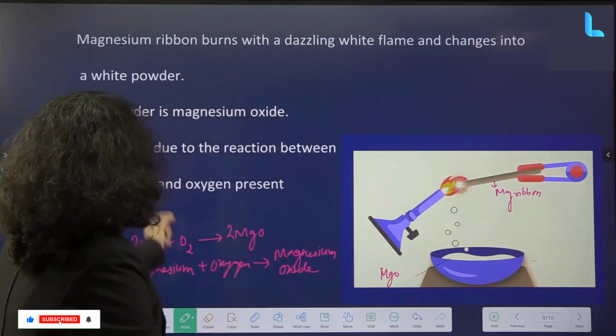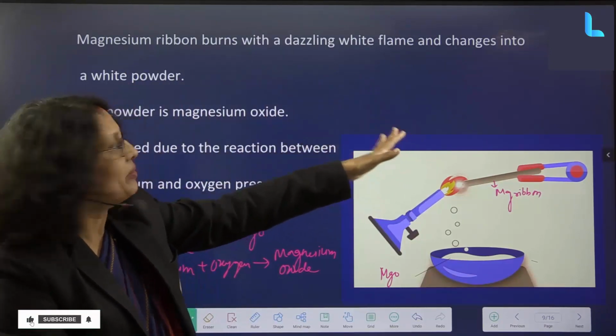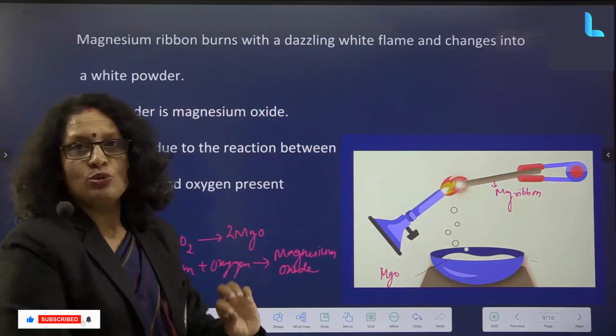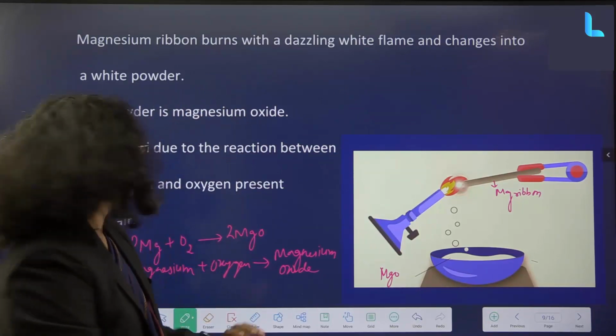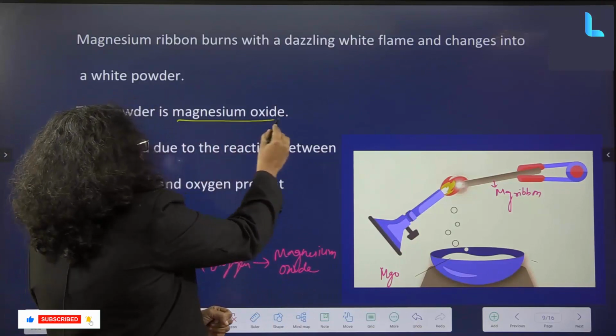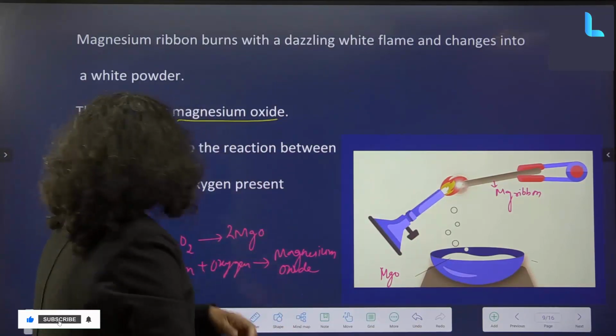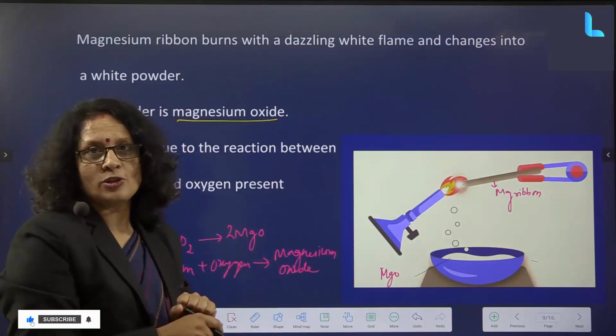How can we see this here? See, the magnesium ribbon burns with a dazzling white flame and changes into a white color powder. This powder is magnesium oxide. This white color powder is formed due to the reaction between magnesium and the oxygen present.